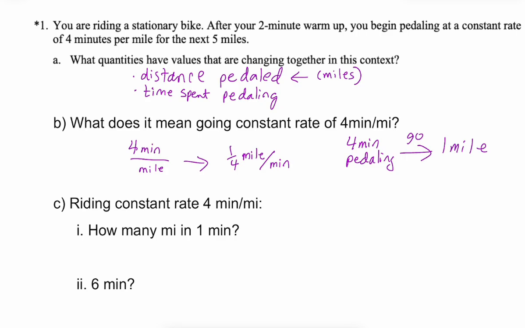So in C it says, if we are riding at a constant rate of 4 minutes per mile, how many miles will we go in 1 minute? That's that 1/4 of a mile. So could anybody tell me, first, don't just tell me the answer, but tell me how would we calculate, knowing what we know in part C1, how many miles we would travel in 6 minutes? How could we figure that out? What do you think?